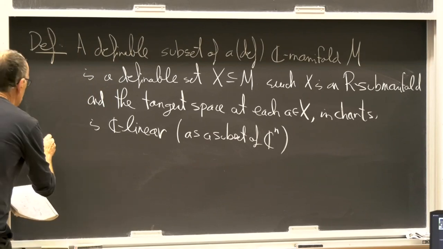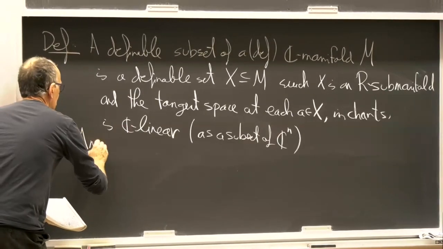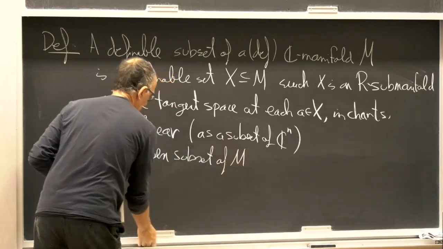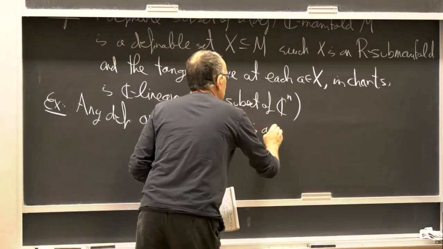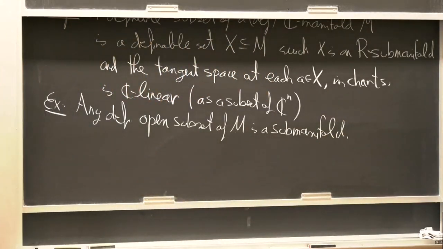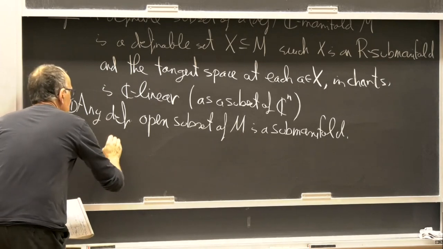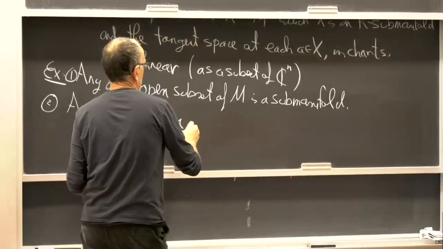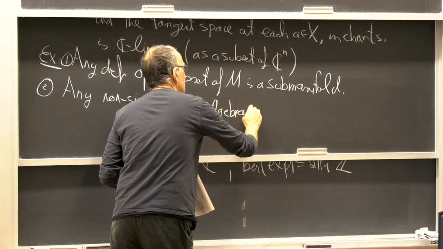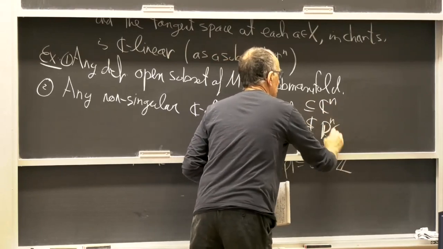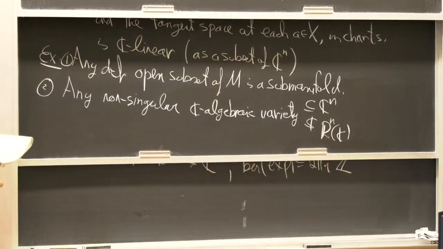And again, the examples are, first of all, any definable open subset of M, of the complex manifold, is again a submanifold. Less trivial. No, actually, this is immediate also. Any non-singular complex algebraic variety, either in C^n or in P^n(C), has a tangent space which is C linear, is clear.